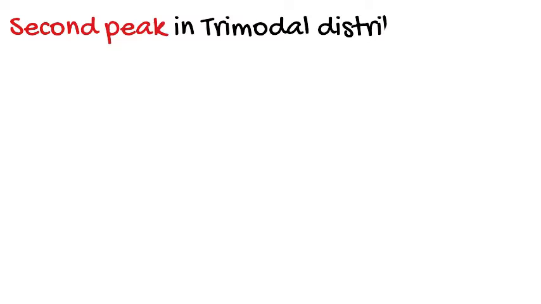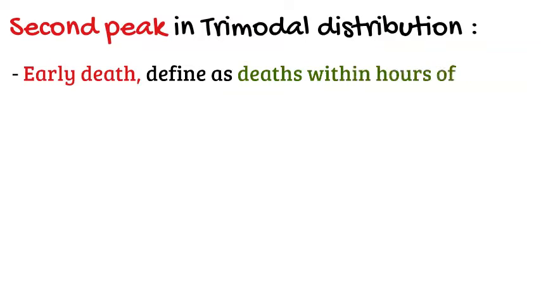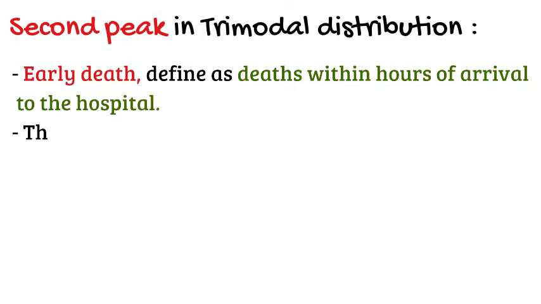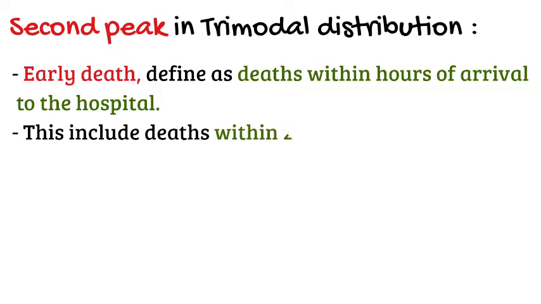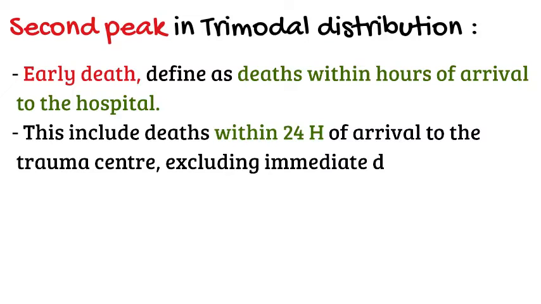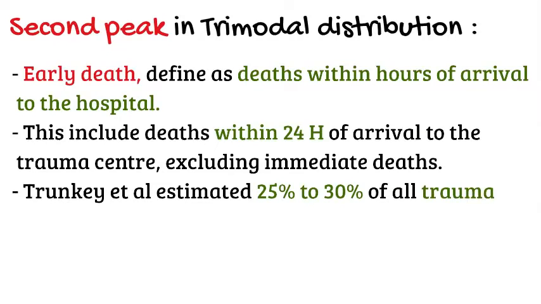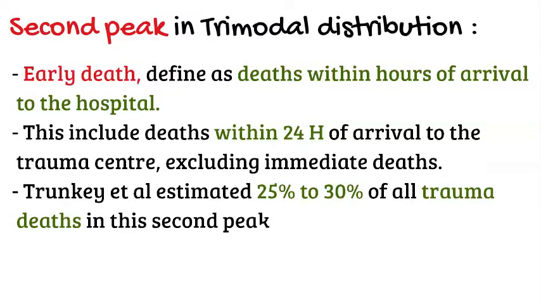The second peak in the trimodal distribution is early death, defined as death within hours of arrival to the hospital. These include deaths within 24 hours of arrival to the trauma center, excluding immediate death. Trunkey et al. estimated around 25% to 30% of all trauma deaths in this second peak.